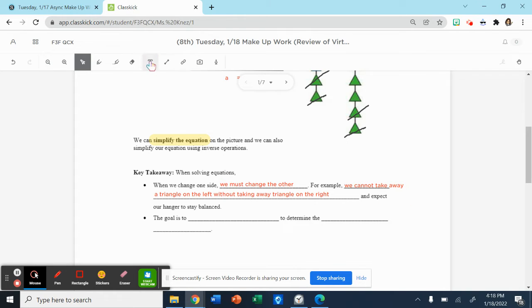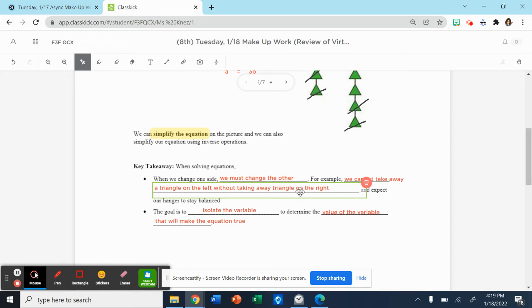The goal is to isolate the variable. And what that means is to get the variable by itself to determine the value of the variable, and that just means what the variable is equal to. So we're trying to determine the value of the variable that will make the equation true. Trying to figure out what number we could replace with the variable. And you can pause this video at any point to get these notes. I'm going to move on to slide 2, but you'll probably need to pause.